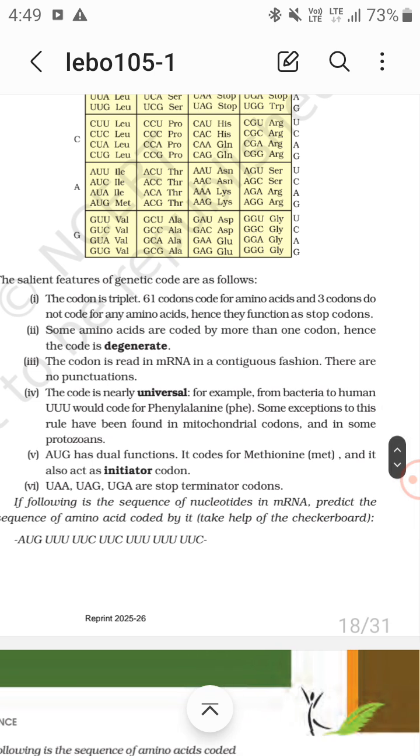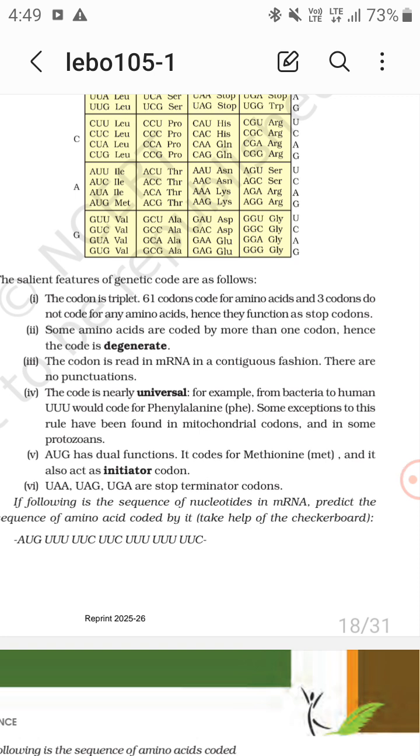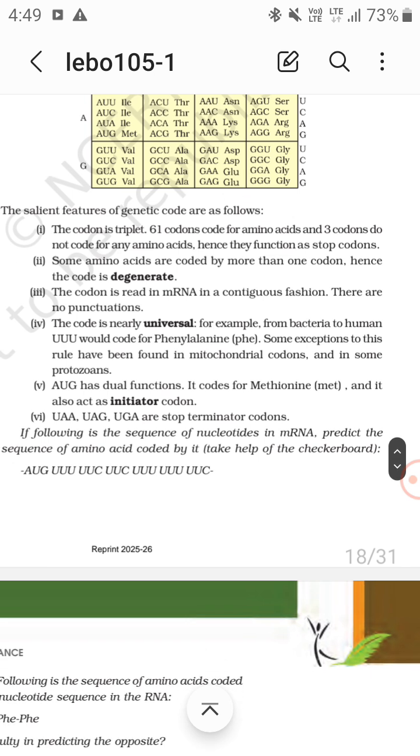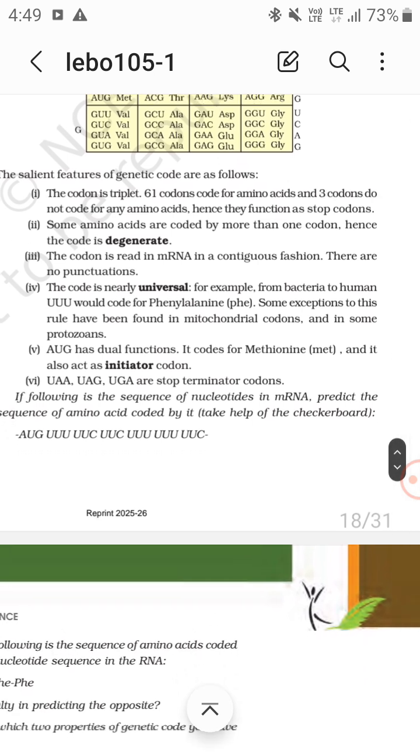Now some amino acids are coded by more than one codon. Hence, the code is degenerate. The codon is read in mRNA in a contiguous fashion. There are no punctuations or commas. The code is nearly universal. For example, from bacteria to human, UUU codes for phenylalanine. Some exceptions exist in mitochondrial codons and in some protozoans. AUG has dual functions: it codes for methionine and also acts as the initiator codon.